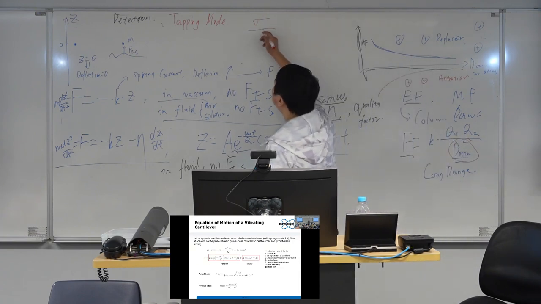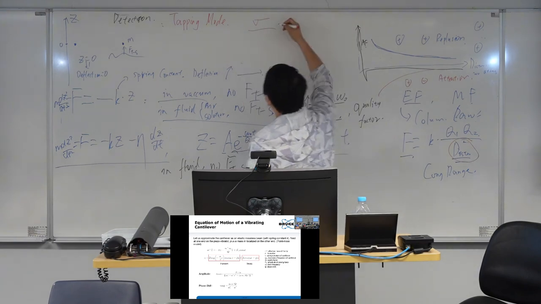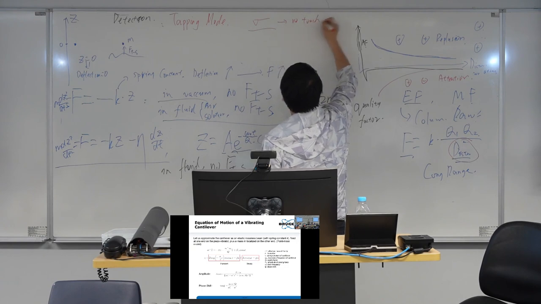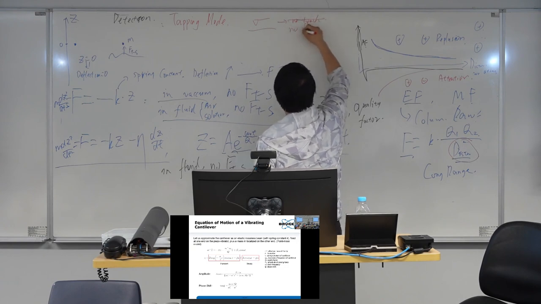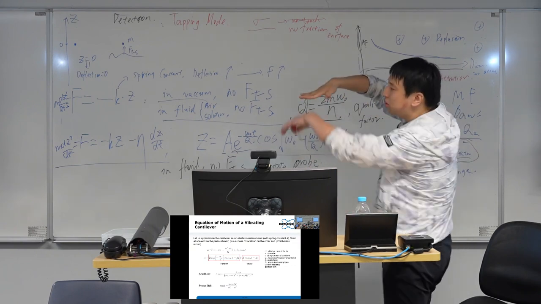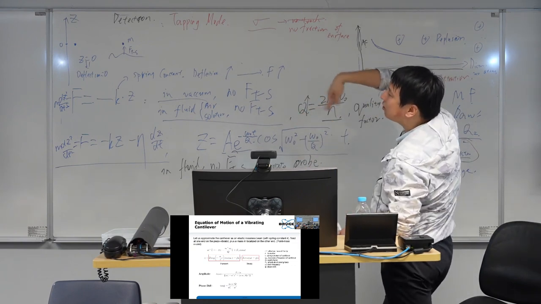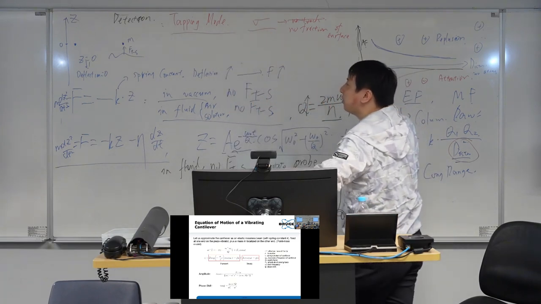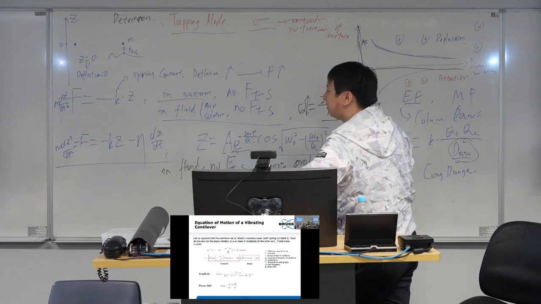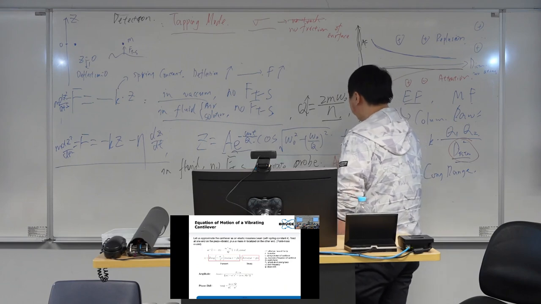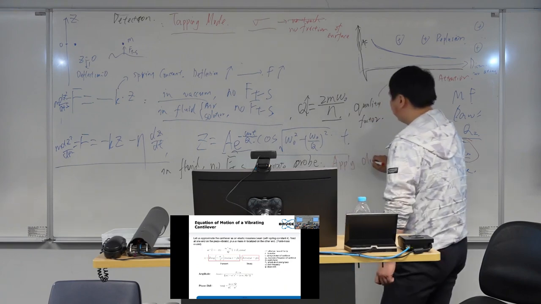But in this tapping mode, we would get no friction of the surface, because the probe is not always touching the surface, it's tapped on the surface. So in this tapping mode, we would drive the probe to oscillate on the surface. So how do we achieve that? We would apply a drive force.